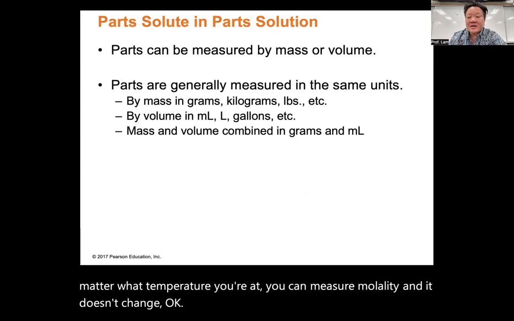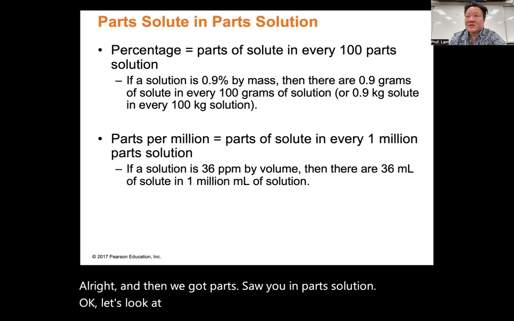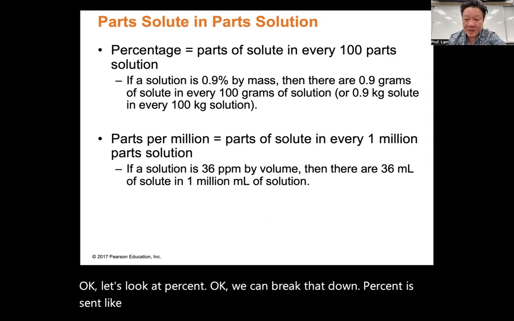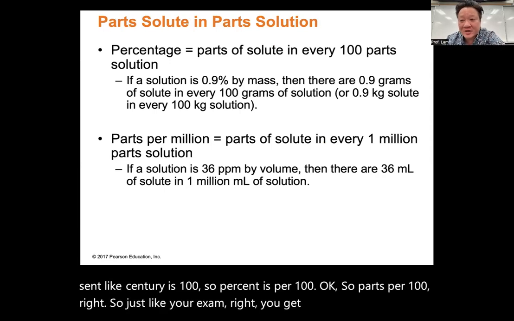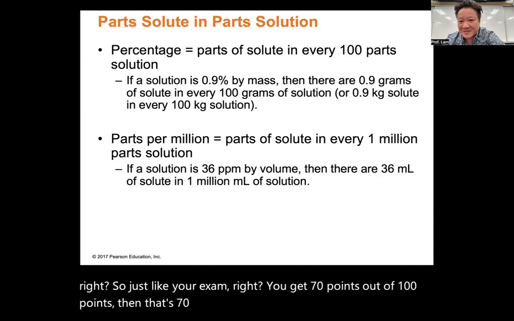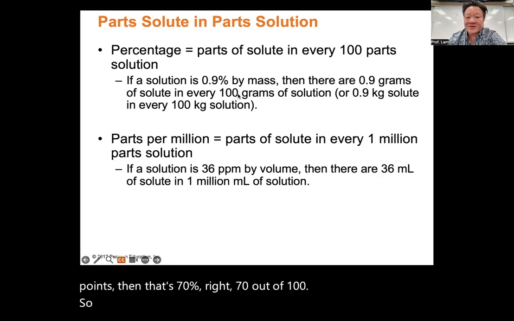All right, and then we got parts solute and parts solution. Okay, let's look at percent. Okay, we can break that down. Percent is cent, like century, is 100. So percent is per 100. Okay, so parts per 100, right? So just like your exam, right? You get 70 points out of 100 points, then that's 70%, right? 70 out of 100. So the multiplication factor then is going to be 100.